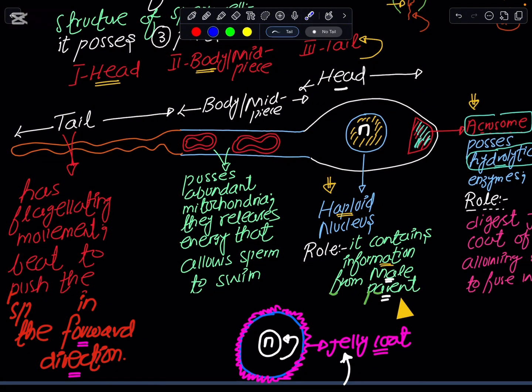So for the sperm cell, we have this body or the midpiece, and in the midpiece of the sperm cell we have these cellular structures, and these are the mitochondria. These mitochondria would release a lot of energy, and that energy would be utilized for moving or propelling the sperm toward the egg cell.